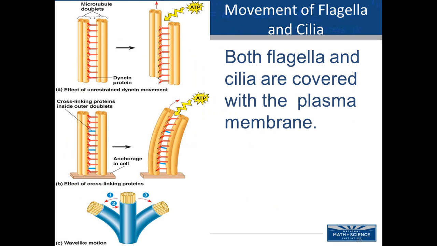As we mentioned before, these structures are both covered with the plasma membrane. And here are those little dynein arms. They have this ability to walk up and down those microtubules, and as they walk, they cause the microtubules to slide past one another, causing them to bend.